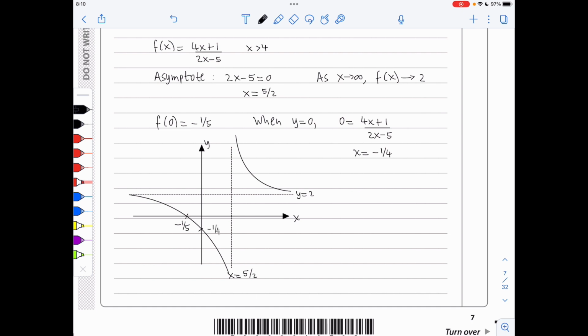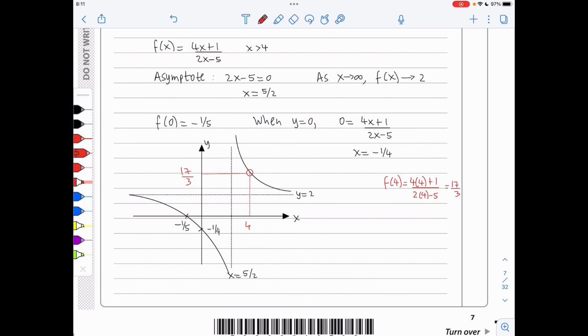And now it's the time to impose the restriction that x is greater than 4. Now, when x is 4, I will substitute, and I see that f of 4 is (4 × 4 + 1)/(2 × 4 − 5), which is equal to 17/3. So I've got an empty circle here as it's a strict inequality, and then this here is the 17/3.